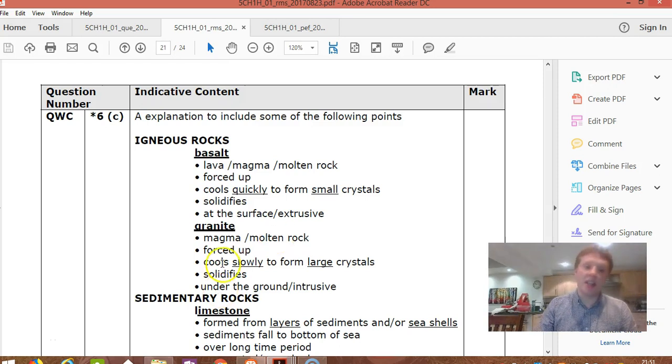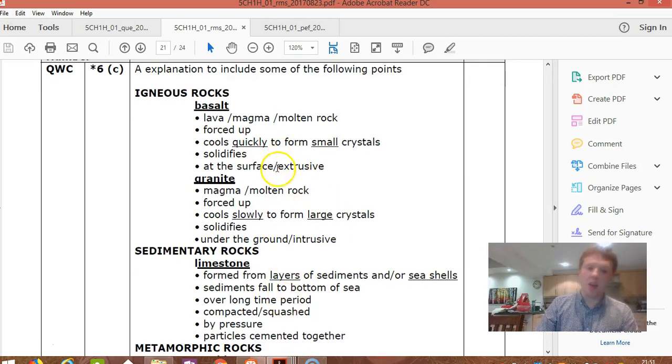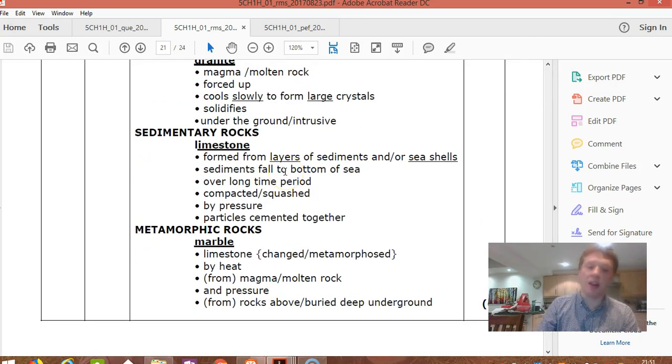It solidifies at the surface. Granite is made of magma, not lava, because lava is when it goes to the surface. Magma is when it stays underground. It's forced up. It cools slowly to form large crystals, so you have to say slowly and large. Solidifies under the ground. And then granite is intrusive, which means it is in the ground, and basalt is extrusive, which means it's out the ground.